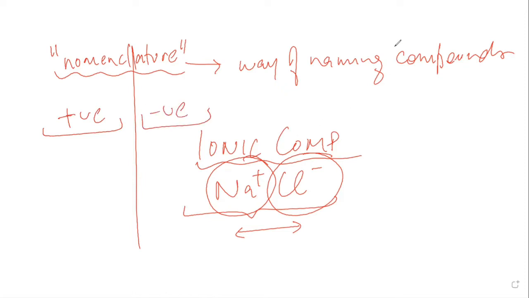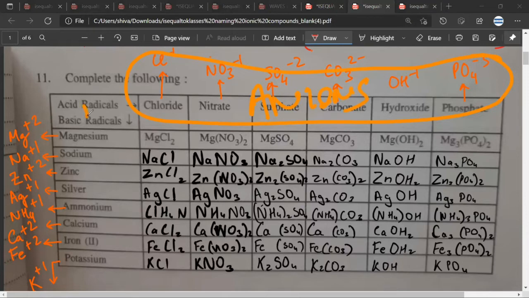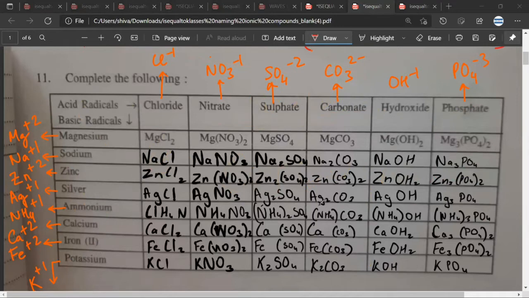Any doubt? No, sir. So for example, when we look at this sheet, we'll see all these anions and all these cations. When we name the ionic compounds formed by these anions and cations, we need to remember that the cation will come first and the anion will come second. Mr. Satya, any doubt till here? No, sir.